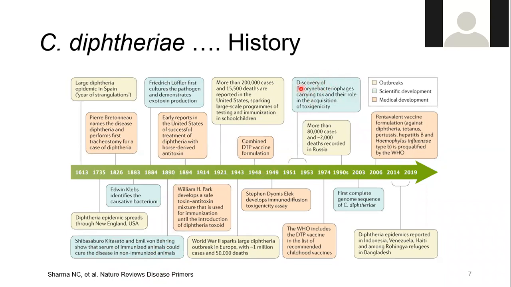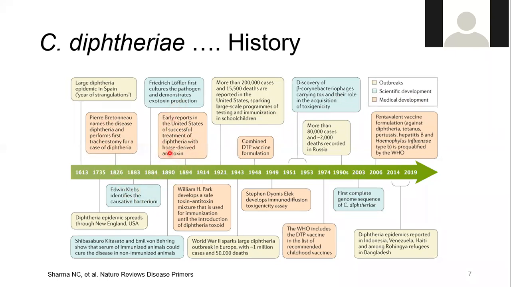Then there was the discovery of bacteriophages, or corynebacteriophages, carrying the toxin, and identification of their role in acquisition of toxigenicity between 1951 and 1953. The entire genome sequence was completed in 2003. In terms of medical development, the disease itself was named before the microorganism was identified. It was named in 1826, almost 50 years before the bacterium was identified.